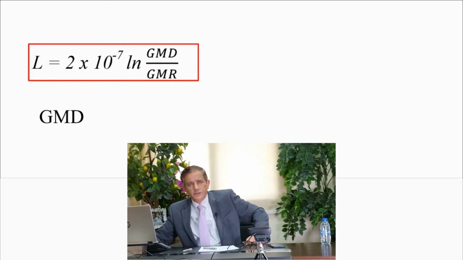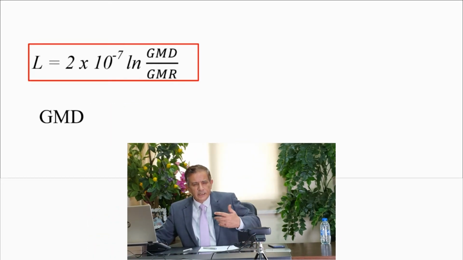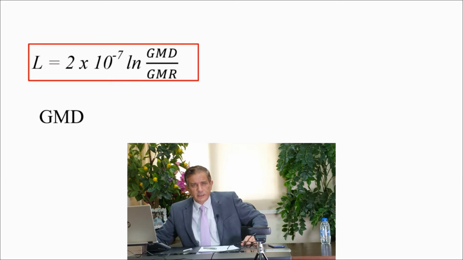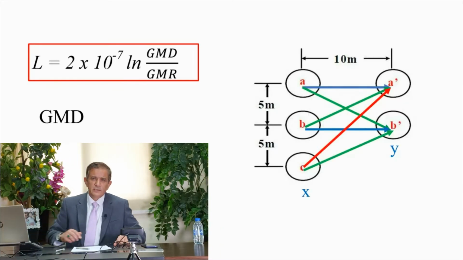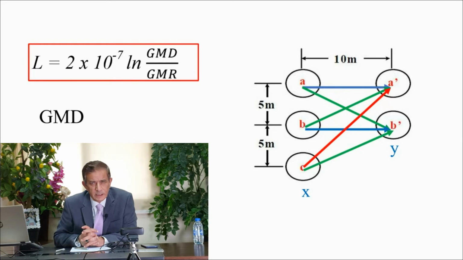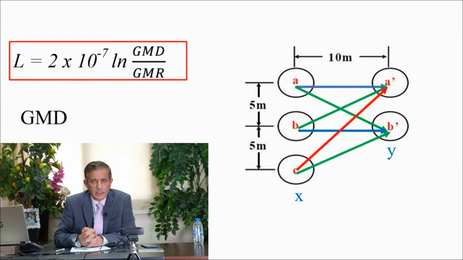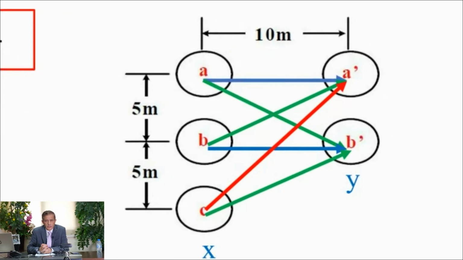Now let's start with the GMD. If I find GMD and find GMR, I can find the L. I want the geometrical mean distance. Now, for this arrangement, if you can see here, I have 6 spaces between the X and Y conductors. If you take A, it has 2 spacings, between A and A dash, and A and B dash. Take B, it's BA dash, BB dash. Same thing for C. So I have 6 spacings.